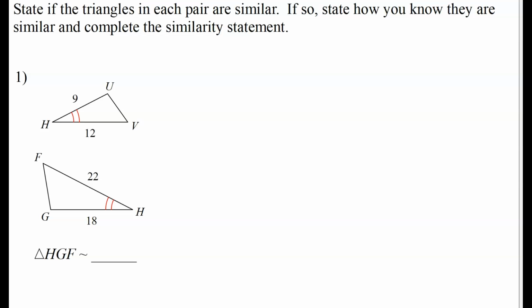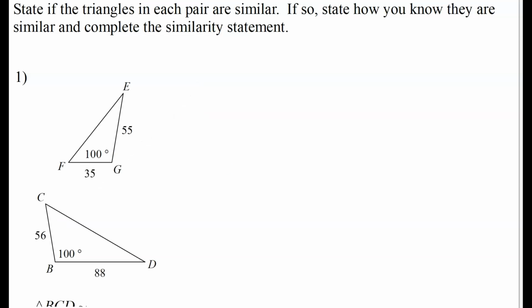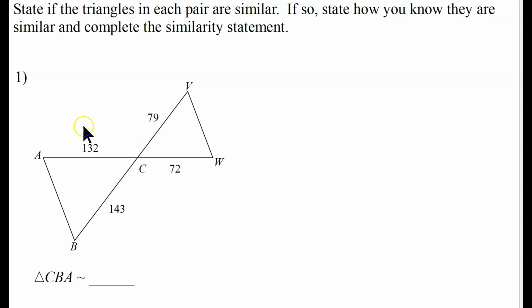Okay, so first I'm going to show you a bunch of them that are SAS. Notice they give us 2 sides of a triangle and the angle in between them. We're going to be looking at SAS to prove that these 2 triangles are similar to each other. SAS: 2 sides of one triangle compared to 2 sides of the other triangle and the angle in between them.